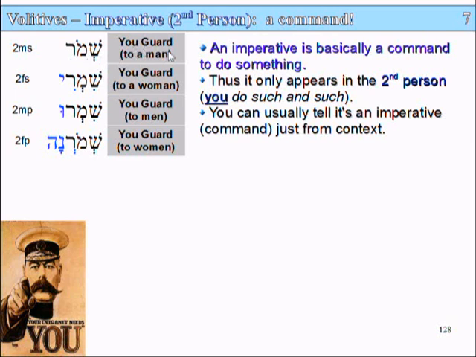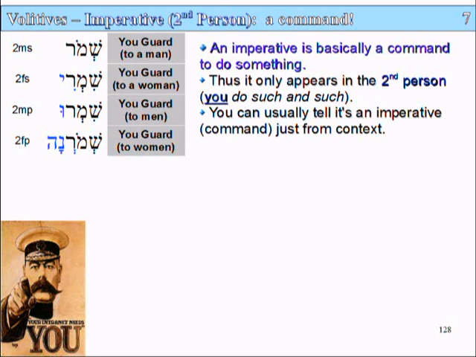Shemor, you guard. That's to a man. It's a second person masculine singular. Shimri, you guard, to a woman. It's a second person feminine singular. It's just Shemor with a yod at the end. Shimru, you guard, to a group of men, and that's a second person masculine plural. Again, Shimru is just Shemor with a vav at the end. Shmorna, you guard, to a group of women, and that's a second person feminine plural.